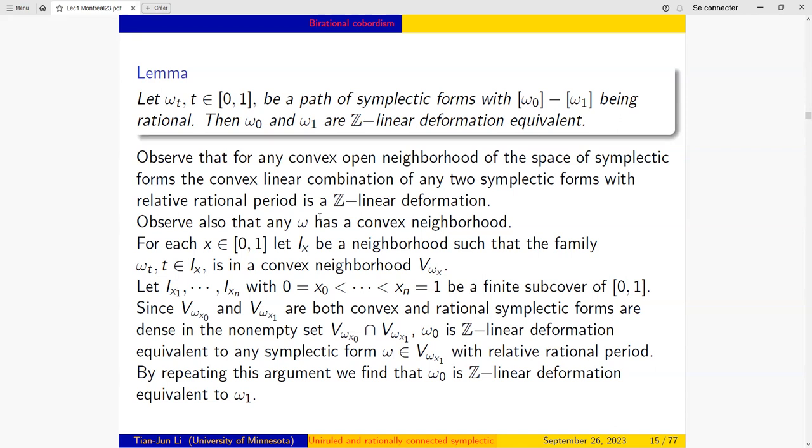So here it takes a little bit of effort to show you can zigzag, constructing a sequence of linear deformations relating two forms with relative rational periods. So hopefully this will convince you that general deformations can be decomposed. Here we use the existence of a local convex neighborhood. The space is not globally convex, but you have a locally convex neighborhood, so you can take local convex linear combinations.